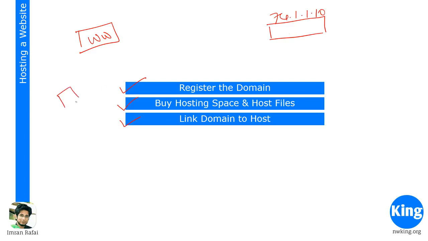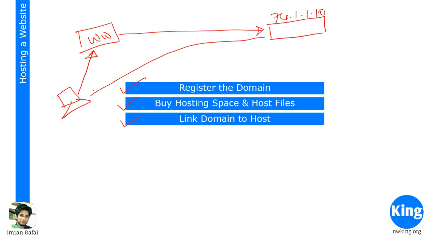So from my computer, somebody is browsing to this website, imran.com, there should be a mechanism for this computer to know where to find those files. This computer would send that request to this server where you host the files, and this server will send the files back to your computer, and your computer will display the website. And that is how it is done. So this part, the linking between domain name and host, is done.